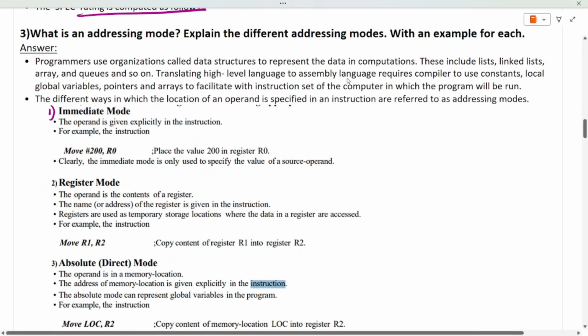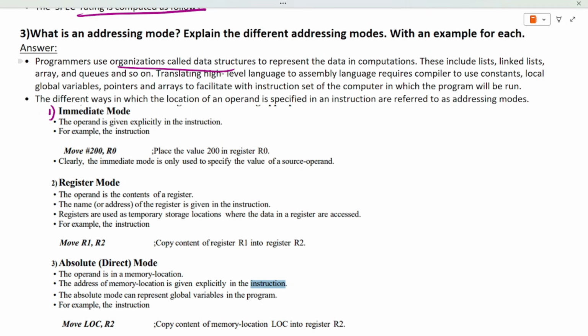Now next you can see the addressing modes. They are the different types of modes of expressing also. They use an organization data structure to represent the data in computation. They have list, linked list, array and queue and so on. Translating high level language to assembly level language, using compiler to constants, local, global and all pointers, arrays. This definition you can read, I hope so. That is a very easy definition. If you understand, you will understand. Data structures definition also you will come to it.